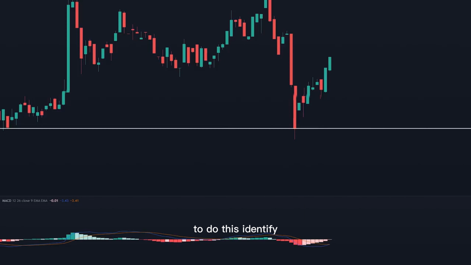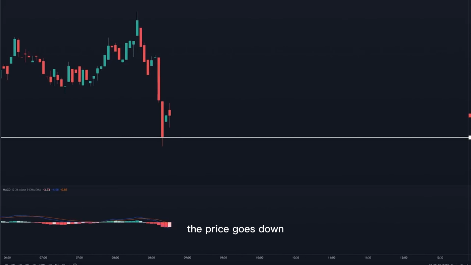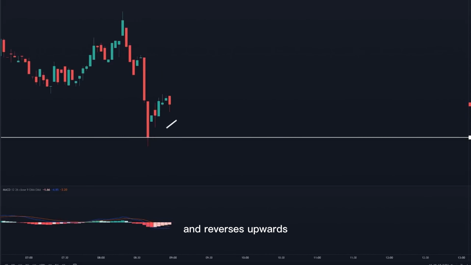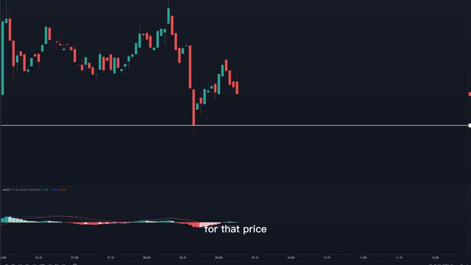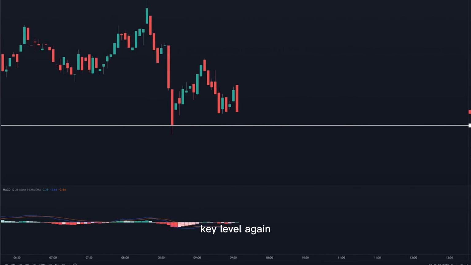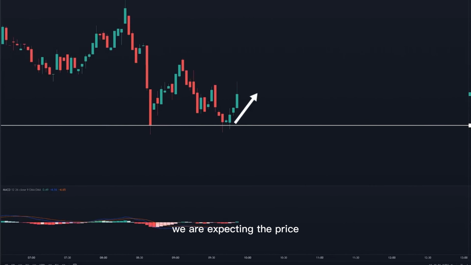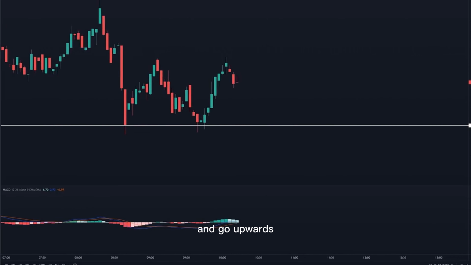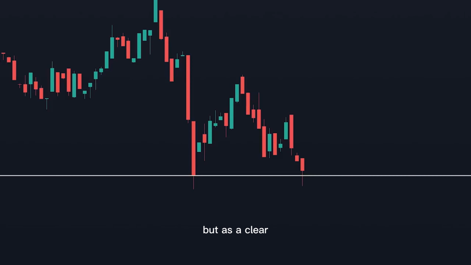To do this, identify a key support or resistance where the price hits and bounces. As you can see, the price goes down, hits this point, and reverses upwards. The next step is to wait for the price to hit the same key level again, and once it does, we are expecting the price to bounce off the support and go upwards just like it did before. But as a clear side note, just because we made this support and it bounced off it before doesn't mean that it'll always do it again. It can easily break through the support and drop lower if it has enough momentum.